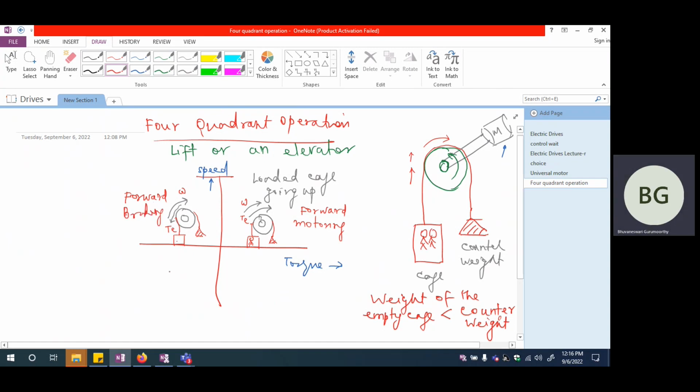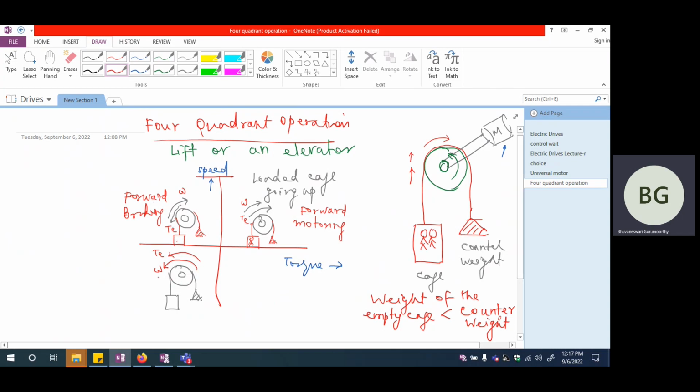On the other hand, if I'm going to have the pulley sitting here, let me see whether it is an empty cage or it is with people. So let me draw this also, with the counterweight on the other side. Here speed as well as torque are both in opposite directions. So I'm going to have the speed like this and the torque like this. So this is going to be TE and this is going to be omega. Both are in opposite sense.